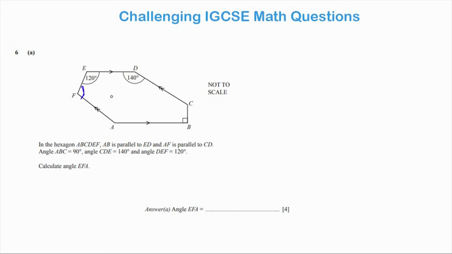Of course this is a hexagon, it has 6 sides, 1 2 3 4 5 6. So the angles of a hexagon add up to 720. How do we know that? You can use the formula 180 multiplied by the number of sides, which is 6, minus 2, and that would give us 720. So all the angles should add up to give 720.